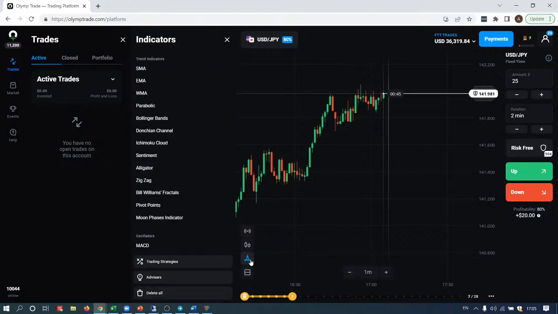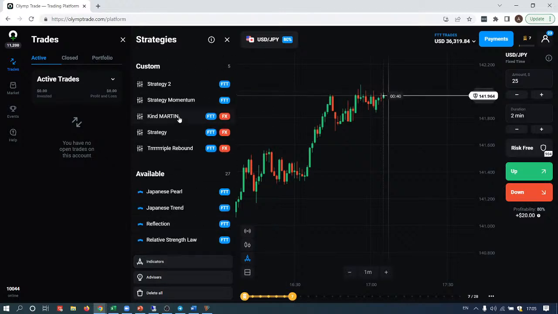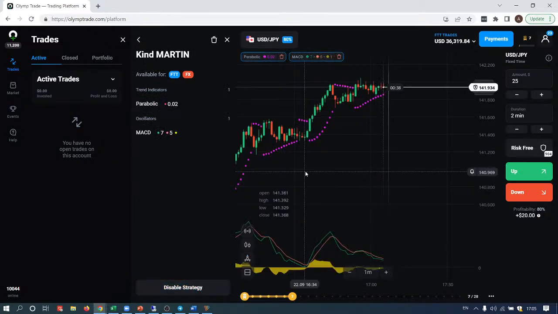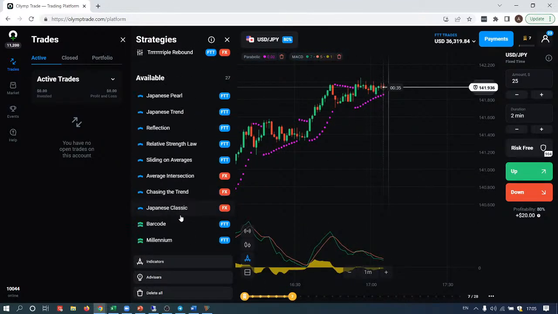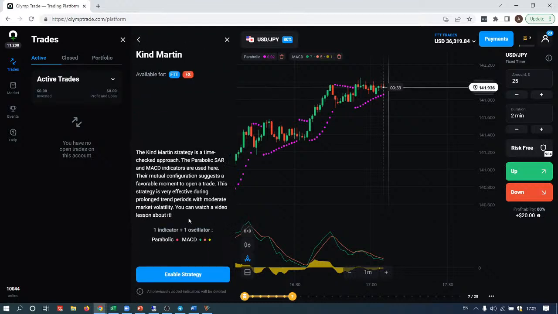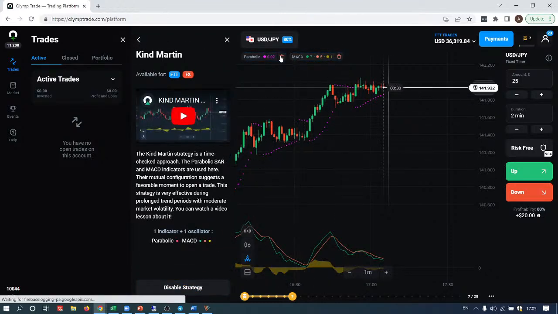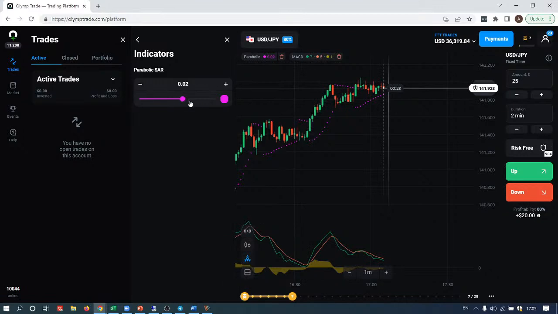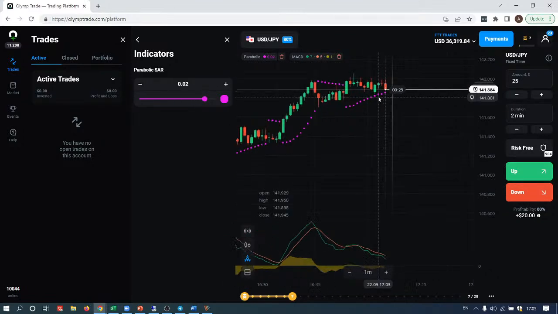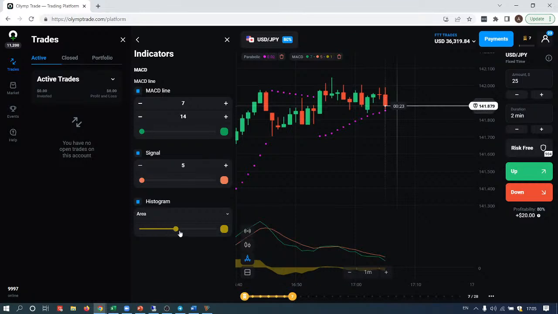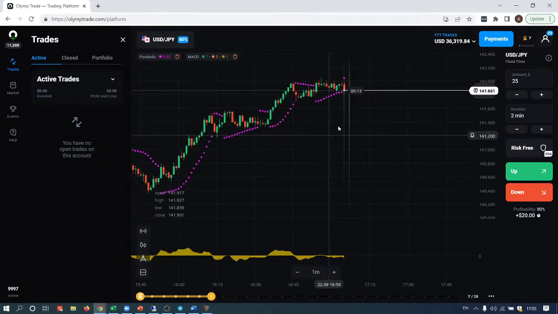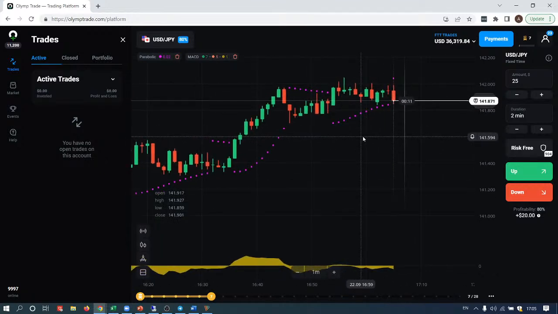So let me go ahead and click the technical analysis tab. Then I need to click trading strategies, and yeah, so I have Kind Martin here, and I can also select it from here. That was my first thing. I like to make these dots a little bit thicker, so I don't stress my eyes, and I just like when everything is really visible on the screen.